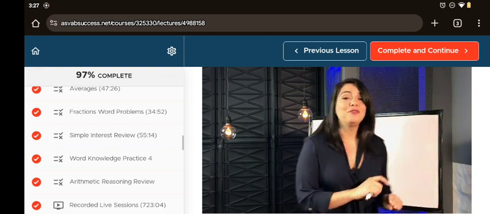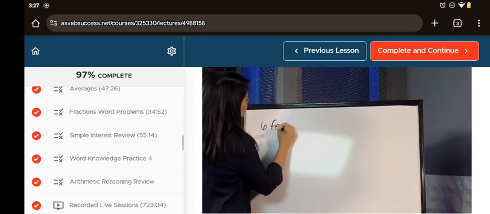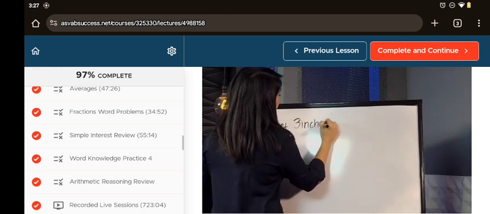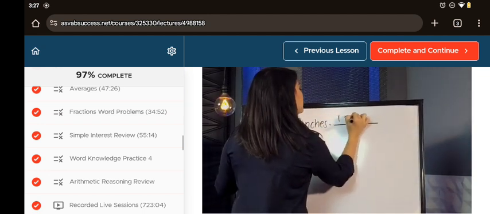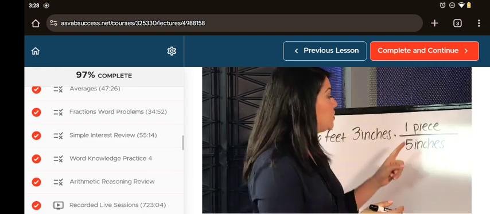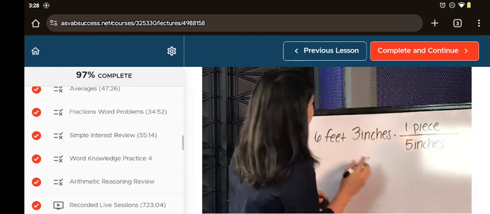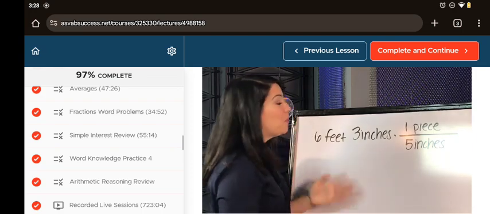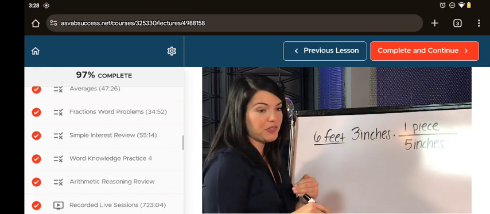So our first thing is 6 feet, 3 inches. And we multiply that by the rate of 1 piece for every 5 inches. We know that this is the rate because the question tells us that it's 5 inches for every piece, so we use it as our rate, okay? Now, this is not going to work. We cannot cancel this out. So what we have to do is we have to convert this part of it into inches as well. So we can put them together and then cancel stuff out.